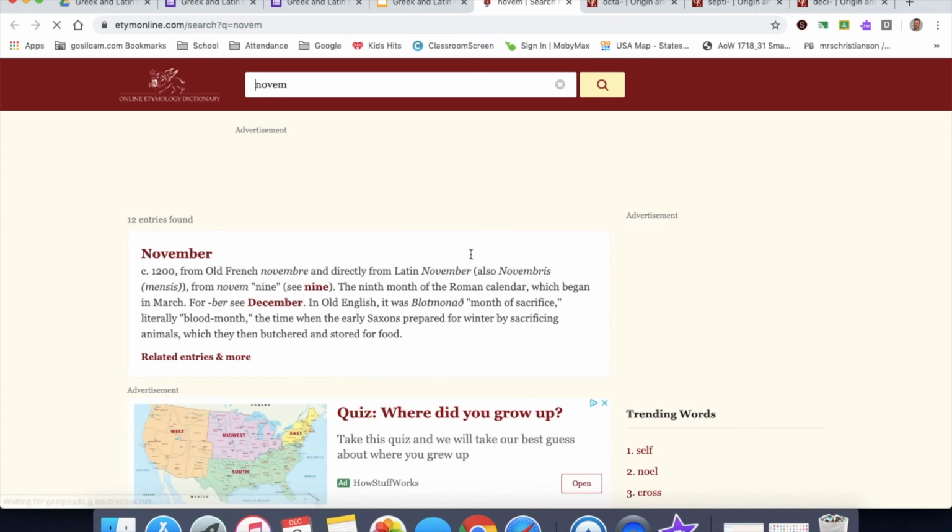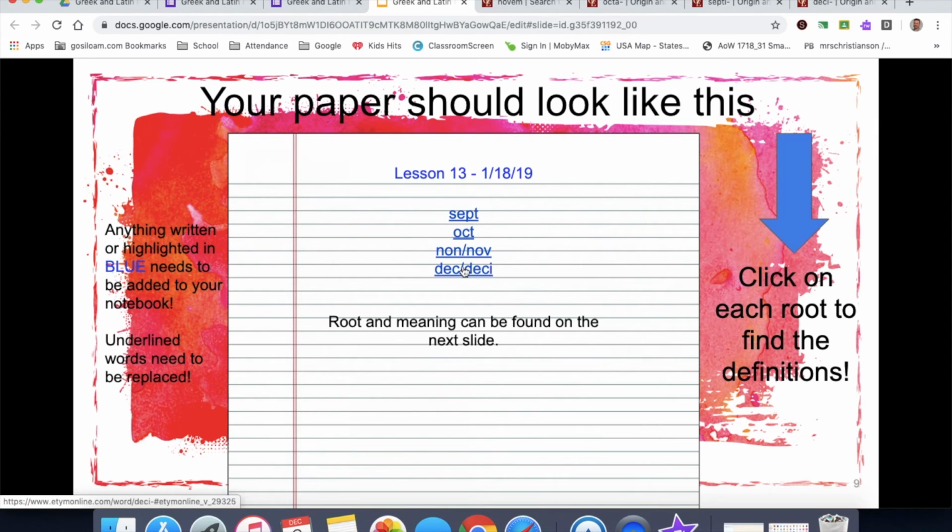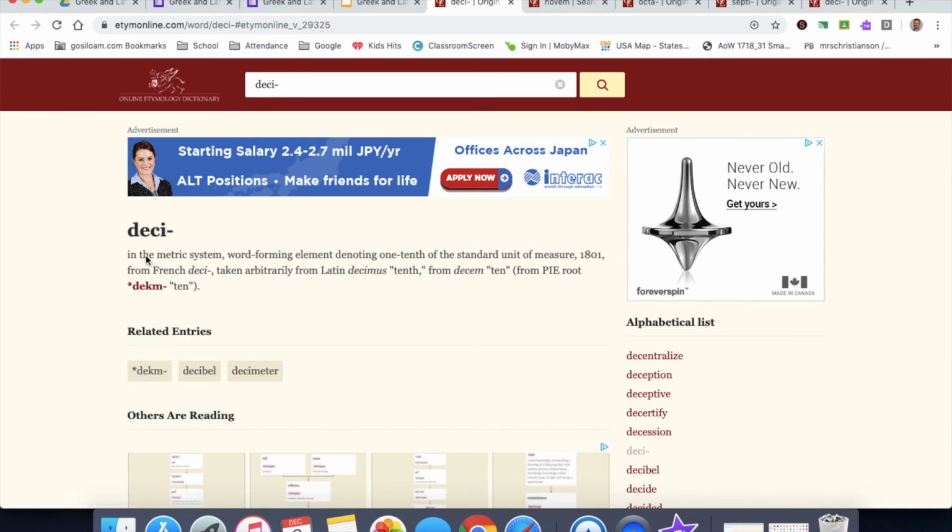And I left this on November because it came from the Latin novembris, or novum, which meant 9. So our root non-nov means 9. So we went from Latin to Greek, back to Latin. And our last one, dec, deca, or des, desa, is from the metric system, and it denotes 1/10. But desa is French for 10, and then deca, or dec, comes from Latin 10th.